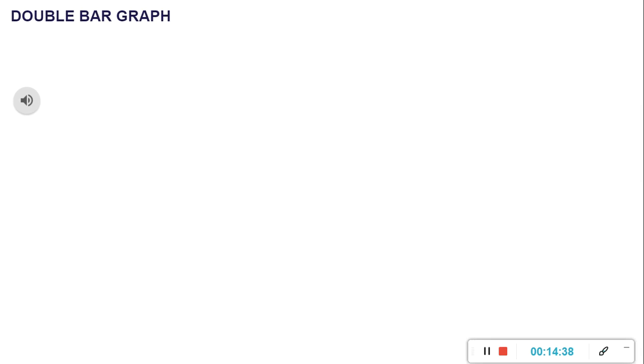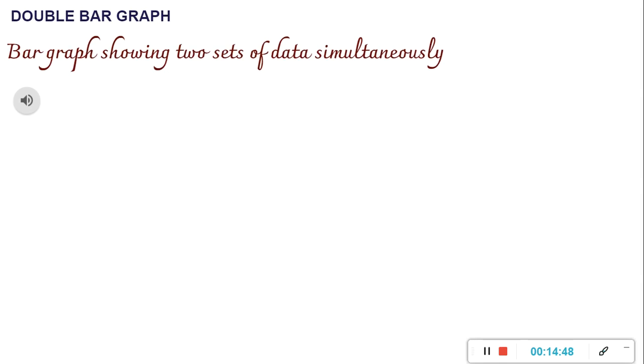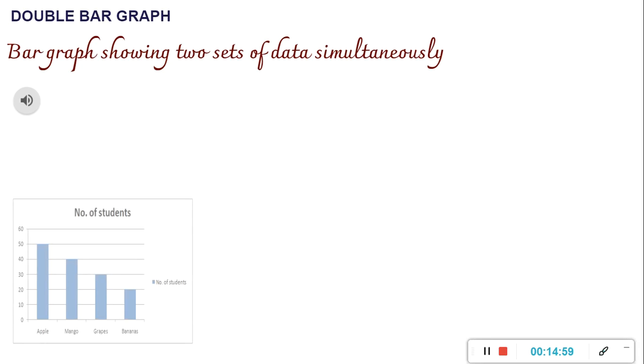So the next topic is the double bar graph. Now we might come across a situation where we want to represent two sets of data simultaneously. That is why we make use of a double bar graph. It is basically a bar graph, but instead of one bar, you have double bars. Now let us take this example. Let's consider the same example throughout to understand the concept, the number of students versus their favorite fruits.